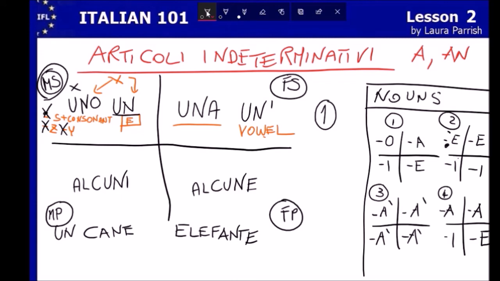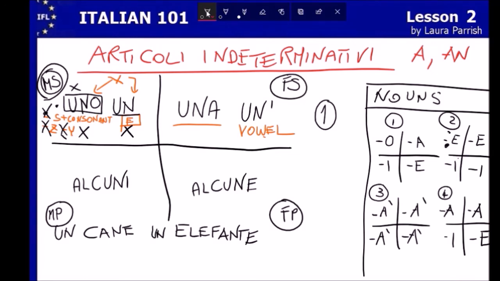Elefante belongs to the second pattern. It's masculine singular. So we have to go here again. Let's analyze. Does elefante start with S plus consonant? No. Start with Z? No. Start with Y? No. So by exclusion, because it doesn't start with anything that is here where there is uno, doesn't start with S plus consonant, doesn't start with Z, doesn't start with Y, we eliminate all of that. We know that this is the right one, and it is un elefante.